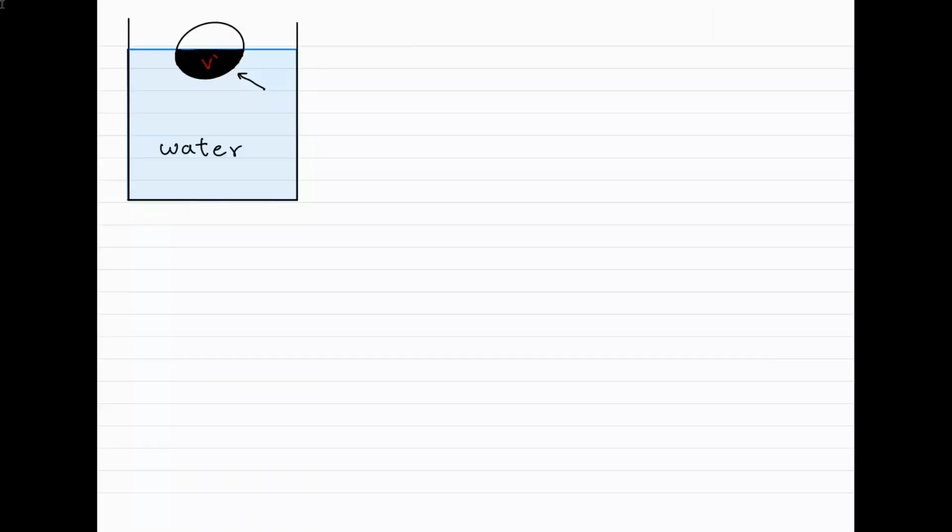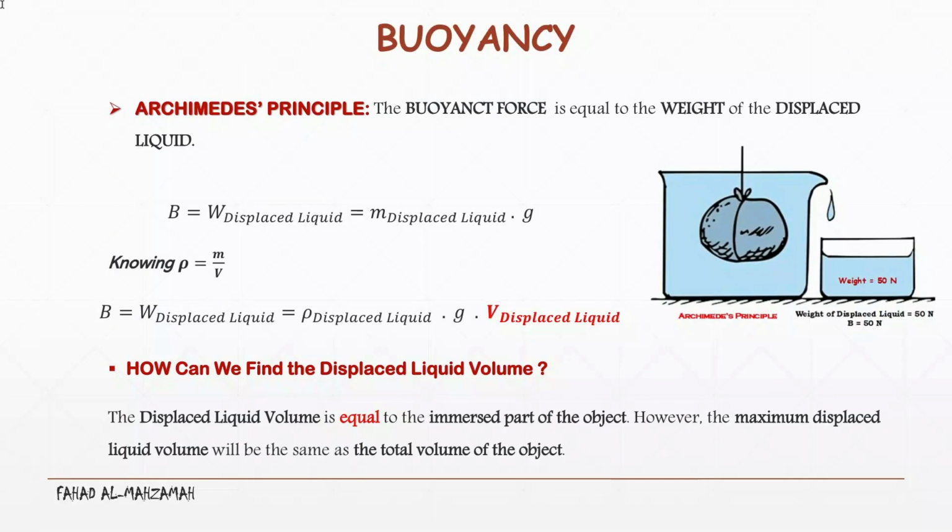Another example, see this example. Here we have some object floating inside water, okay, and you see that the black color shows the immersed part of the object. هذا هو الجزء المغمور من الجسم. The other part, which is this one, is out, it's in the air. So it doesn't displace any amount of liquid. Now, what is the volume of displaced liquid? Here we can say the volume of displaced liquid is exactly V dash, which is the immersed part of the object. Okay?